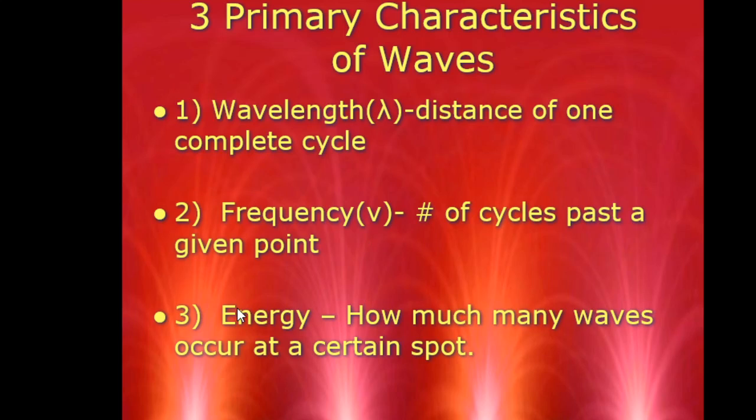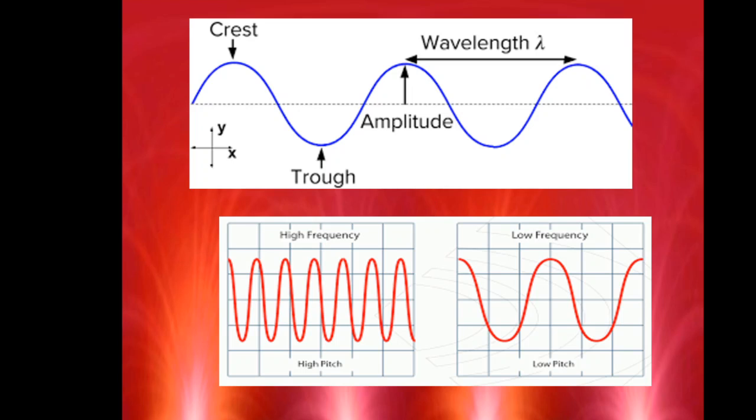The third characteristic we'll talk about is energy. It should say how many waves occur at a certain spot. The higher the amount of waves in a certain area, the higher the energy. So let's look at a picture of those.